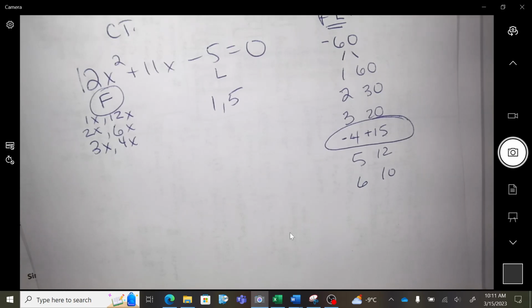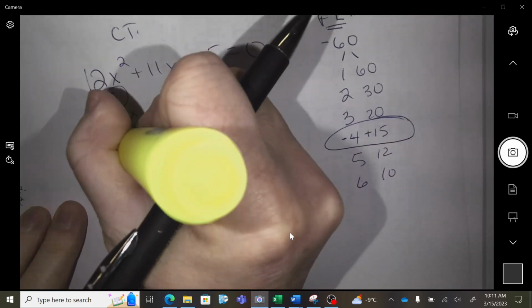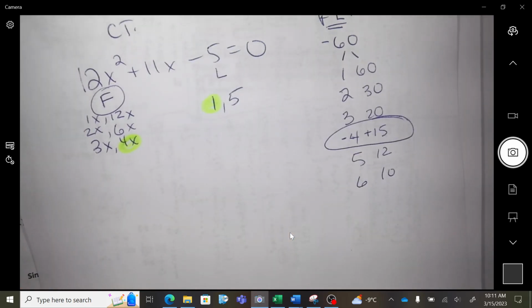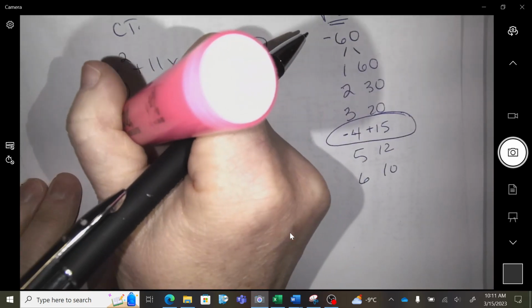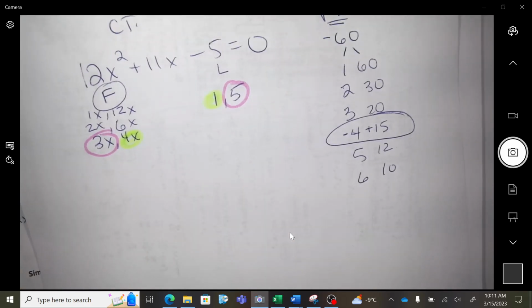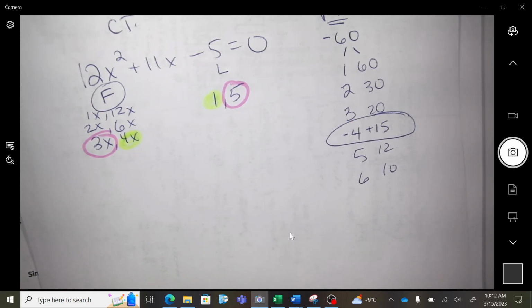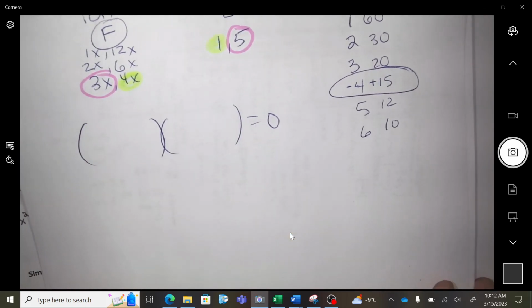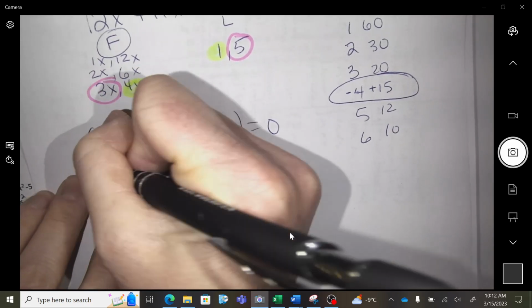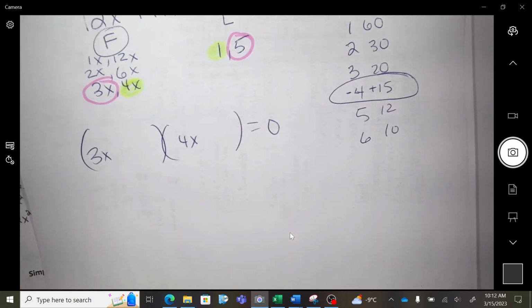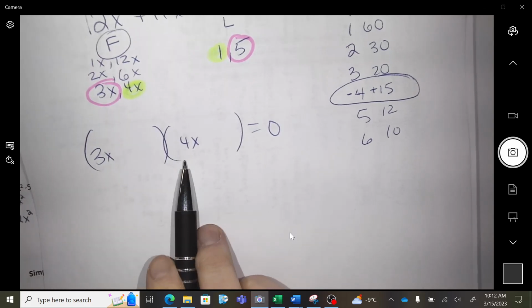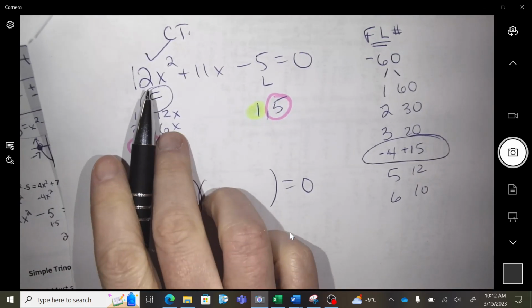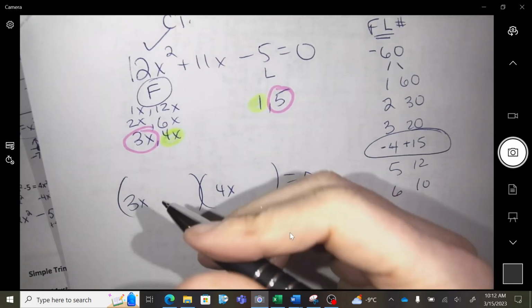3 and 4. So, did you find a 4 and a 15? Do you see it? There's a 4 and a 15. So that's the parts of my bracket. Okay, so this is how I start my bracket. I put a 3x and a 4x. Because look at that. First times first already makes 12x squared.